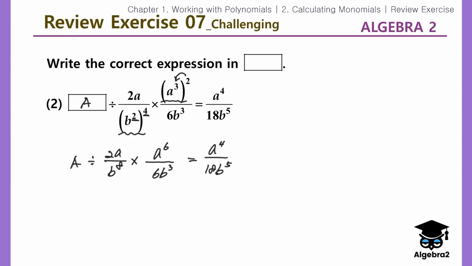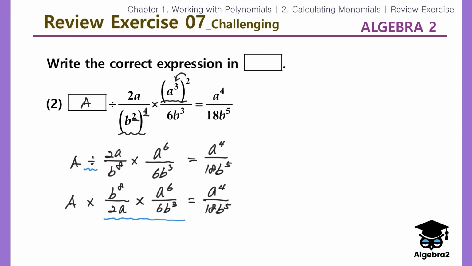So we have division here, right? So we're going to convert this to multiplication. So a times, numerator goes to denominator, denominator goes to numerator. b to the 8 over 2a times a to the 6 over 6b cubed is equal to a to the 4 over 18b to the 5. So let's simplify the expression from here to here.